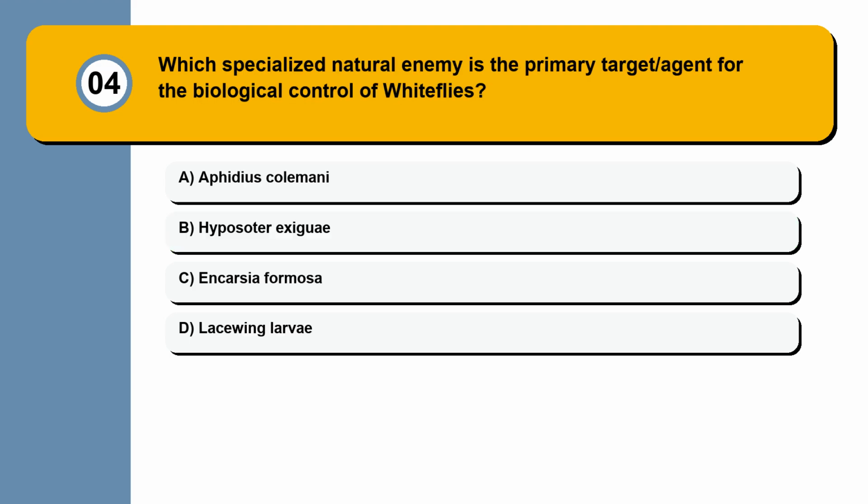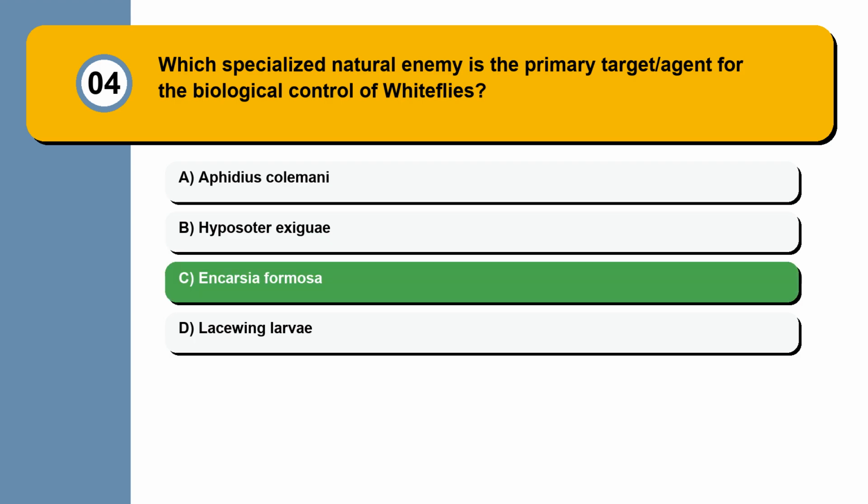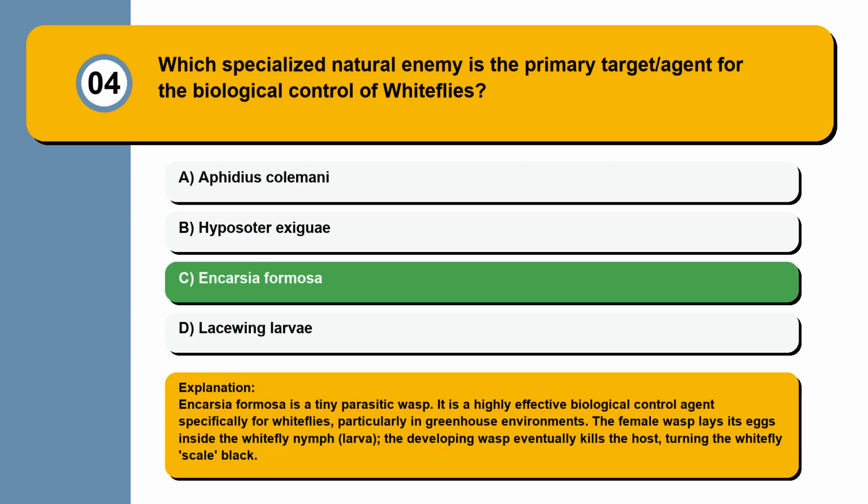Question 4. Which specialized natural enemy is the primary agent for the biological control of whiteflies? Aphidius colemanni, Hyposoter exigua, Encarsia formosa, lacewing larvae. Encarsia formosa is a tiny parasitic wasp. It is a highly effective biological control agent specifically for whiteflies, particularly in greenhouse environments. The female wasp lays its eggs inside the whitefly nymph, or larva. The developing wasp eventually kills the host, turning the whitefly scale black.